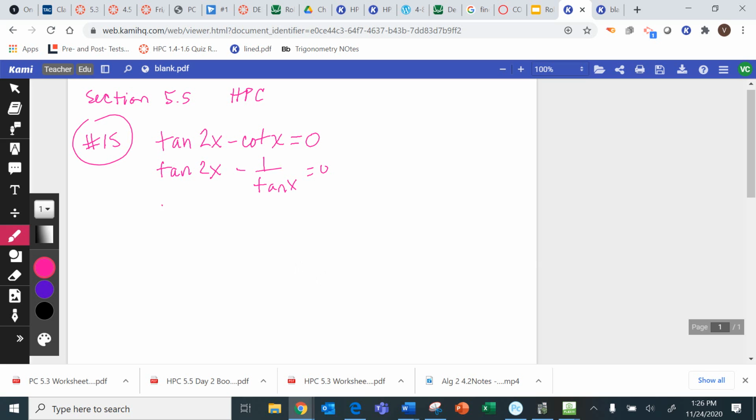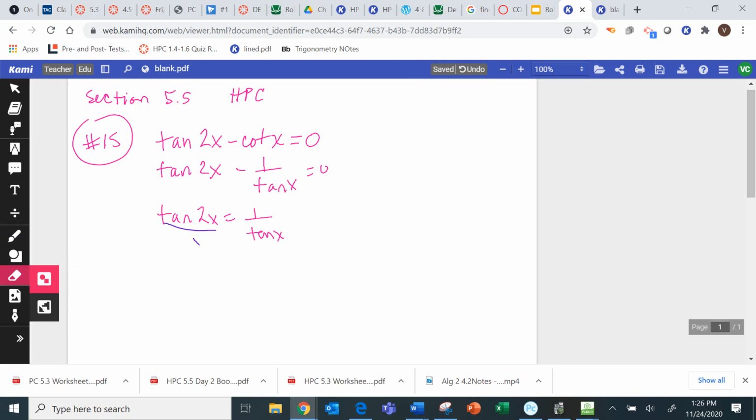And then I moved it to the other side. And from there, I was able to cross multiply. Actually, I didn't multiply. I lied. I didn't cross multiply yet. I guess you could there. I changed tangent 2x into 2 tangent x over 1 minus tangent squared. Tangent squared, yeah.